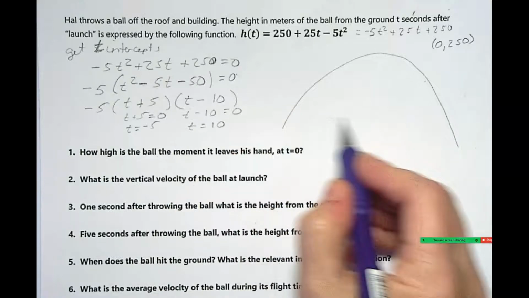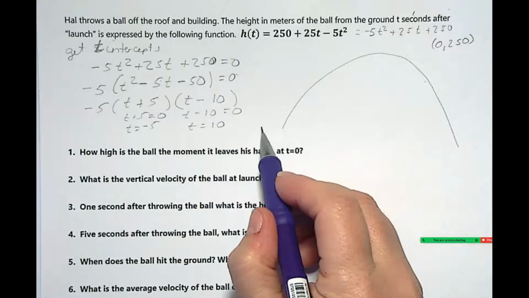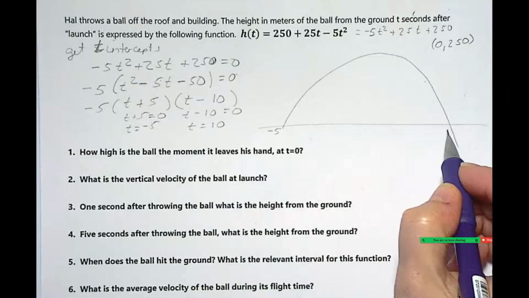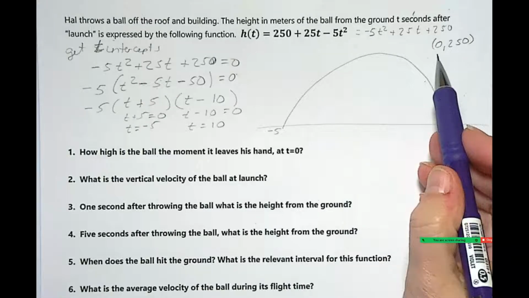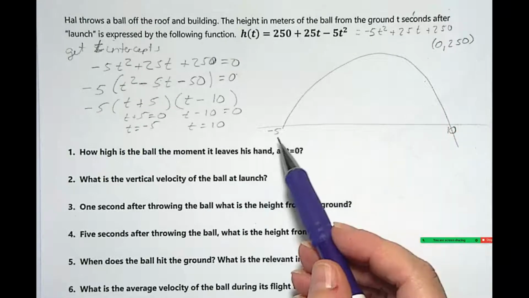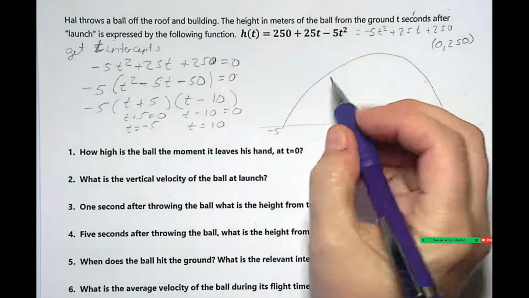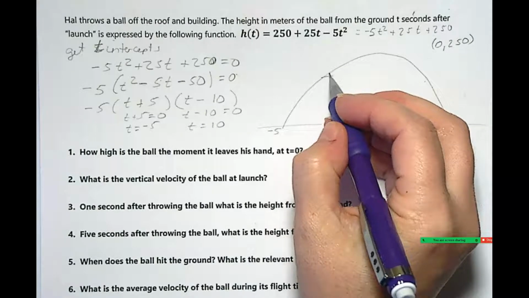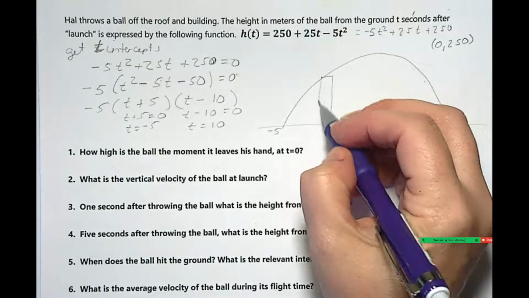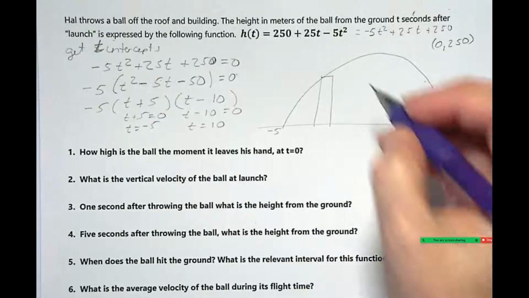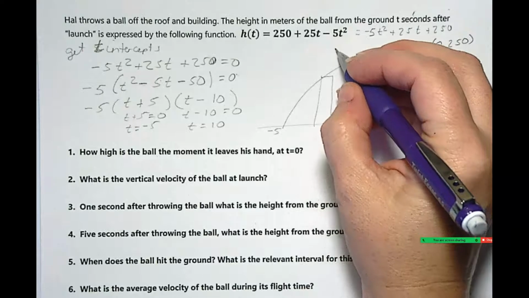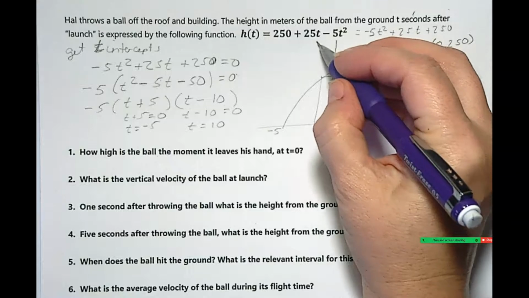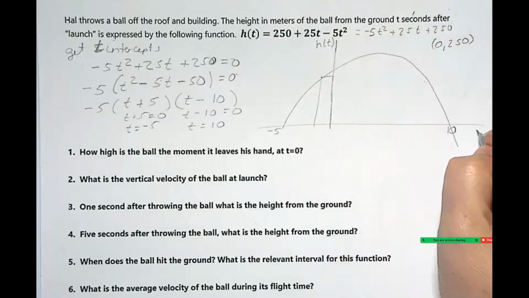So let's put some ground on here. Here's our ground. We've got negative 5 and we've got 10, which already lets me know that this (0, 250) is going to be closer to this side. So let's put the building right here that Hal is standing on top of, tossing the ball off of. He's standing on the edge. He's a daredevil. We're going to make this the y-axis, or the h of t axis, and this is going to be t.